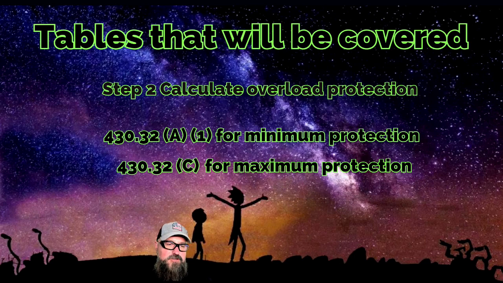And for maximum protection, we use 430.32C. So what we're figuring out here is the maximum overload protection to protect the motor, right? When the motor starts up, it has an inrush, and we want to make sure we're covering that so it doesn't trip. But we want to make sure it doesn't heat up too much, because heat is the worst thing for a motor. So we're figuring out the overload protection for the motor. We're protecting the motor with this.